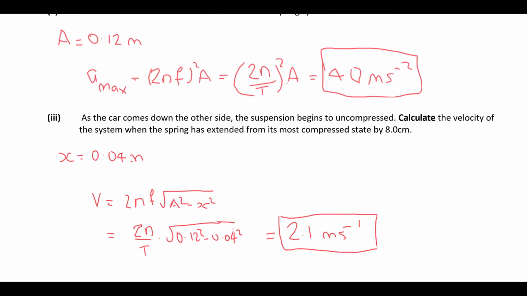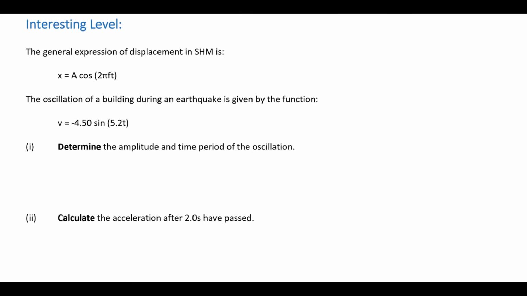Okay, so let's move up to some even more challenging questions than this. We've got a general expression of displacement, x equals a cos 2 pi f t, and we've been given a velocity function during an earthquake. So the first thing we're going to do here is work out what the typical velocity is. Velocity is the rate of change of displacement, so that's going to be minus 2 pi f a sine 2 pi f t.